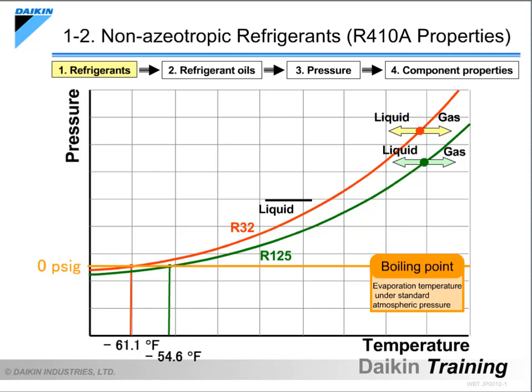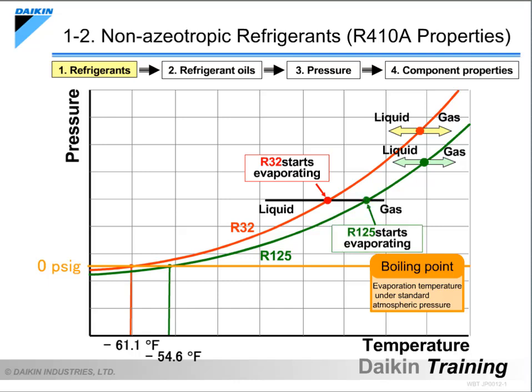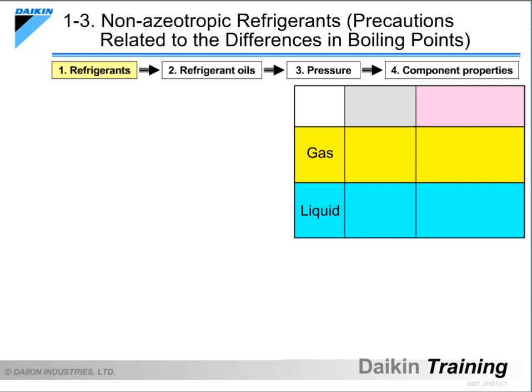Liquid becomes gas inside air conditioner evaporators at a constant evaporation pressure. In the case of R410A, R32, which has a low boiling point and high cooling effect, evaporates first, and then R125 evaporates at a later time. As a result, the ratio of R125 within the R410A refrigerant increases as evaporation progresses, altering the composition of the R410A. We will now go over the precautions related to the differences in boiling points.